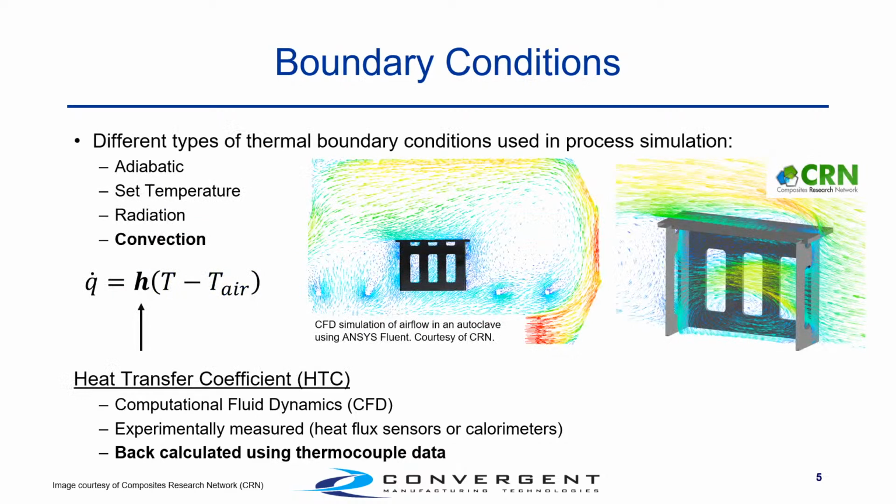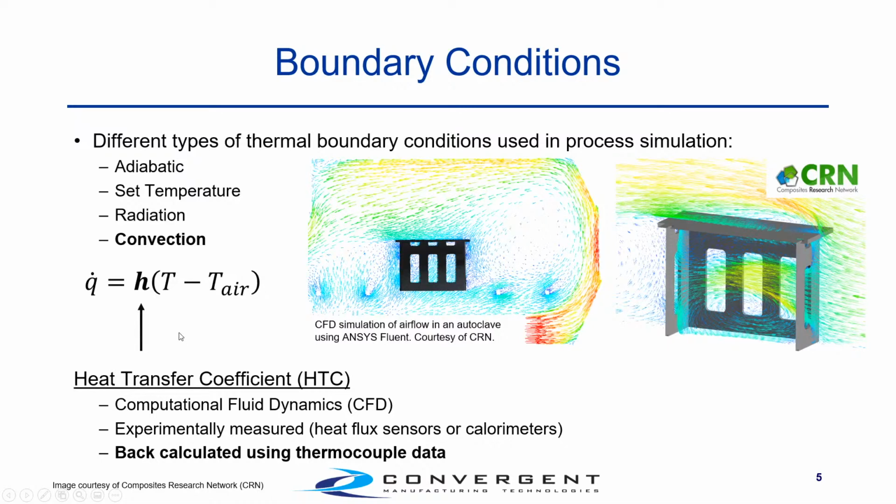The other thing that comes into a simulation is then the boundary conditions. We can use different types of thermal boundary conditions in process simulation. Adiabatic, where there's no heat flow, or a set temperature, where actually we prescribe the boundary condition temperature. Radiation can be used, but convection is the most common one in autoclave and oven curing situations.